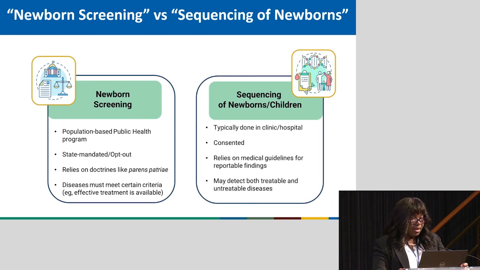So for diseases to be added to the newborn screening panel, they must first meet criteria, most notably an effective and pre-symptomatic treatment. On the other hand, when we talk about newborn genome sequencing, we're talking about projects that are typically being done in a clinic or hospital setting using a consented model. If full genomic sequencing is actually being done, then the reporting of findings may include both treatable and untreatable diseases and may rely on medical guidelines for reporting of secondary findings.